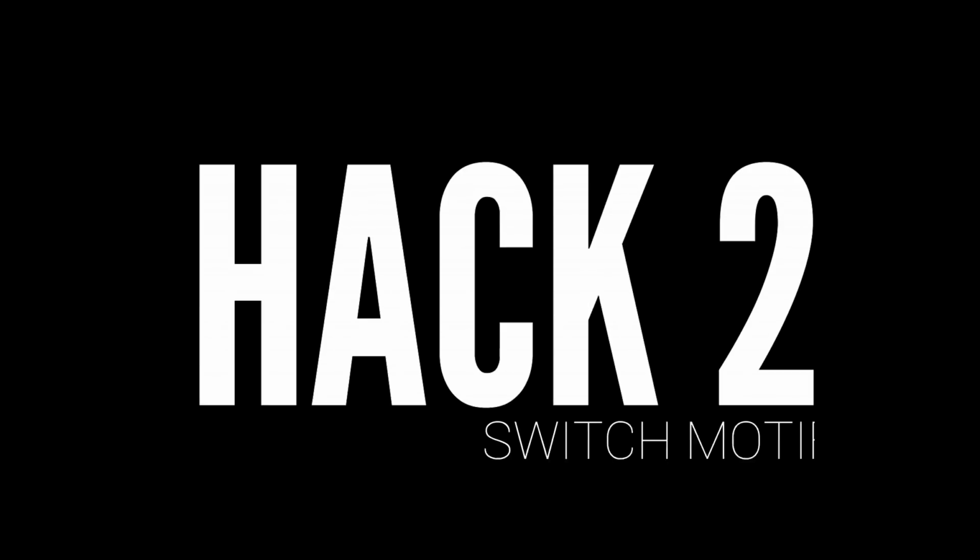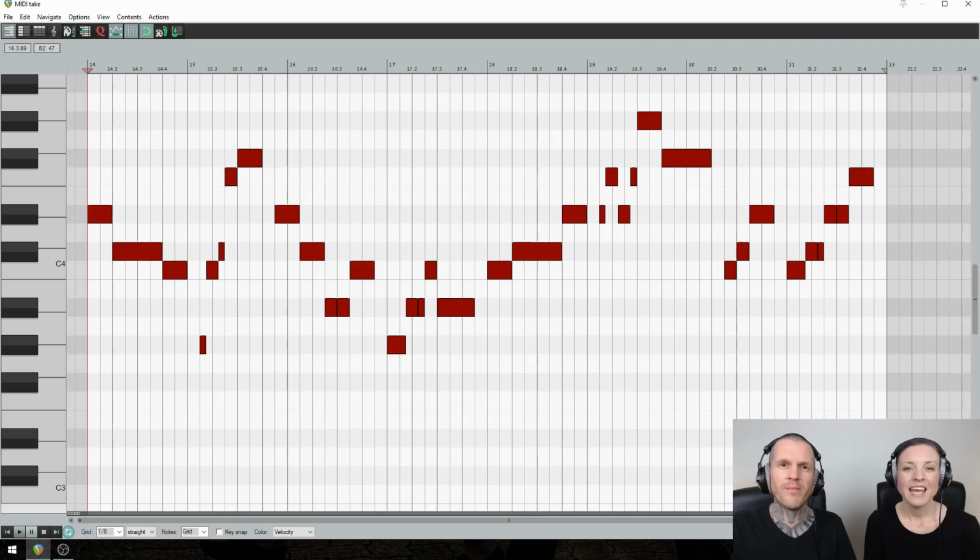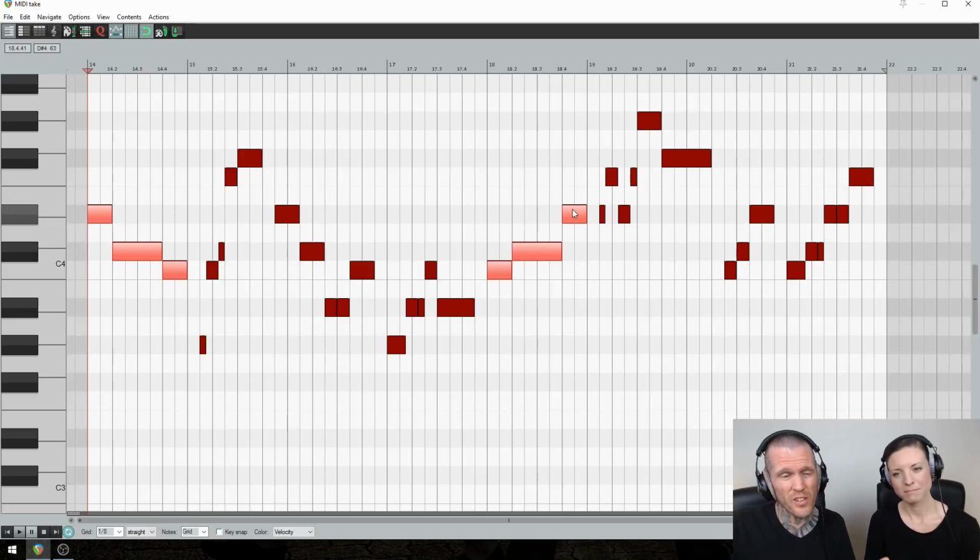Hack 2. Switch motif. In the 3rd repetition of your motif, instead of playing it exactly the same as the first time, experiment with switching around the notes while keeping the rhythm the same. Exactly, so you can see this is the original motif and this is the 3rd repetition of it, and the rhythms of both of those are identical, but the original one is descending and then the 3rd repetition is ascending.